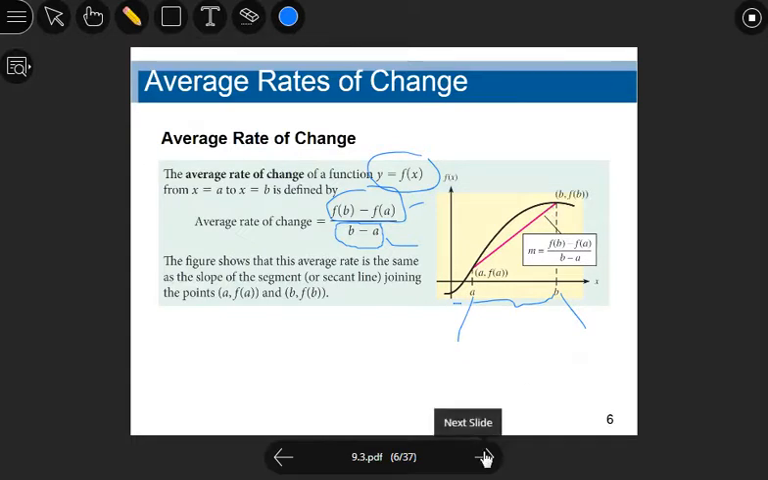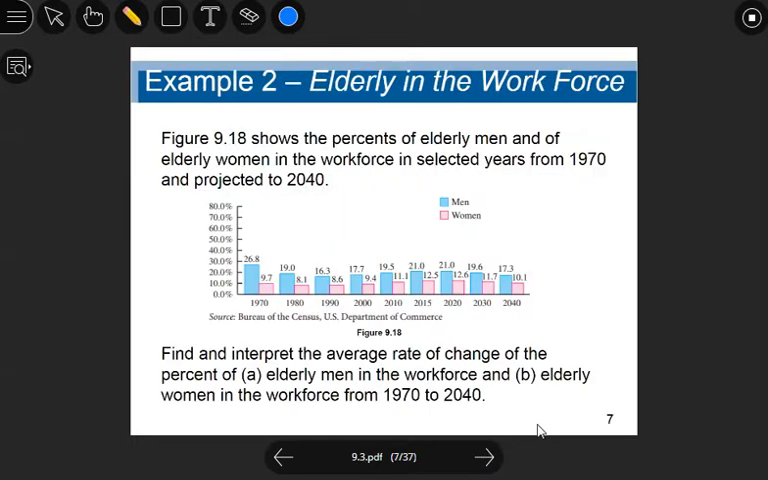Okay, now let's look at some examples. This figure 9.18 shows the percentage of elderly men and elderly women in the workforce in selected years from 1970 and projected to 2040. Now find and interpret the average rate of change of the percentage of elderly men in the workforce and elderly women in the workforce from 1970 to 2040. So these are two categories. We need to speak about men and women separately.